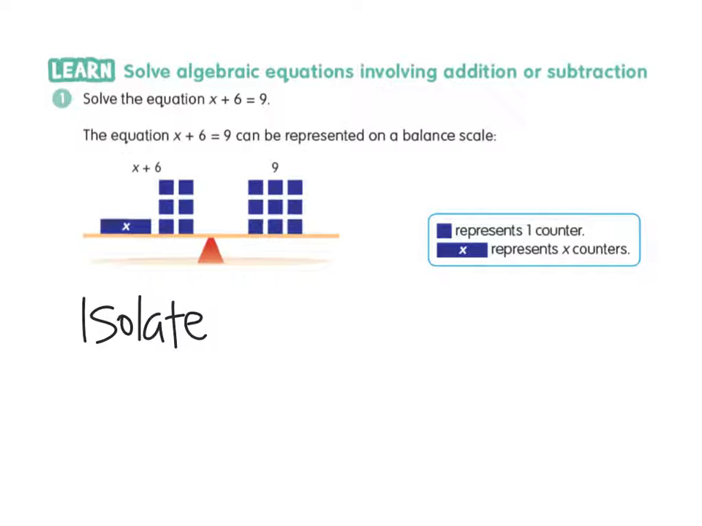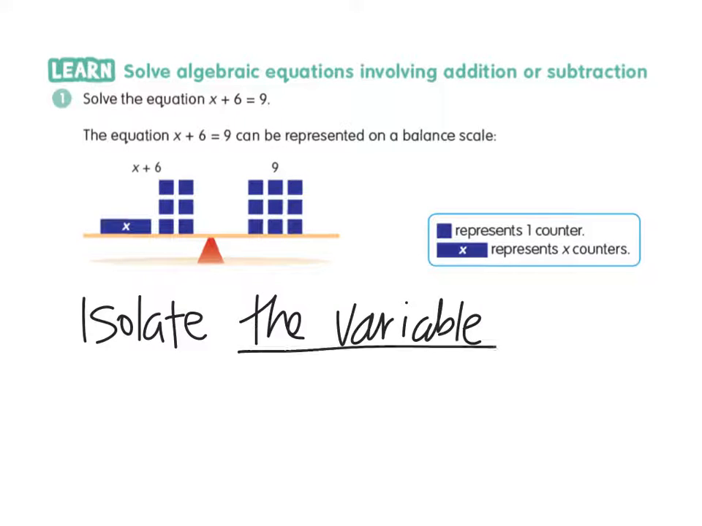Did anyone find a definition that said to put something by itself? Something is alone when it's isolated. If we are isolating the variable, what's the thing that we're trying to make be by itself? What's the thing that we're trying to get alone? If we're isolating the variable, we want the variable to be isolated. Remember, a variable is any letter or symbol that takes the place of a number. So x, y, z, those are all variables.